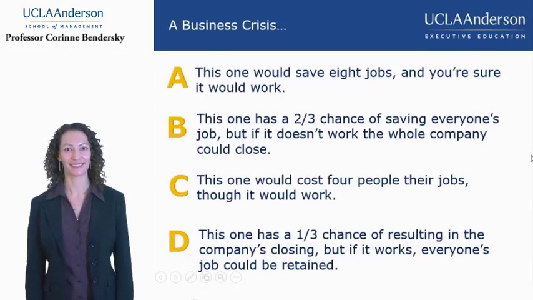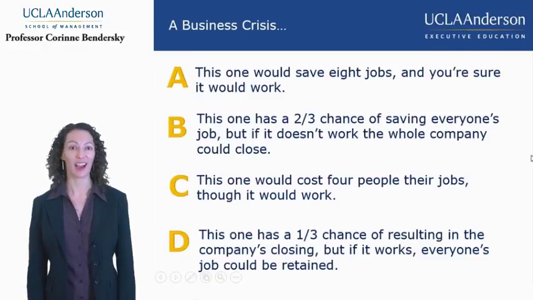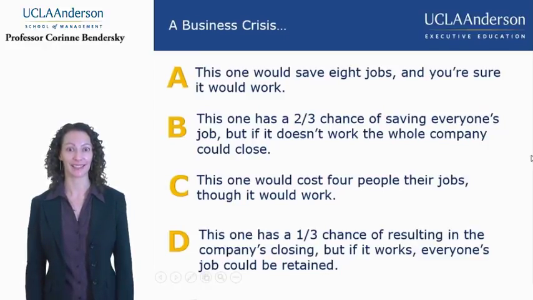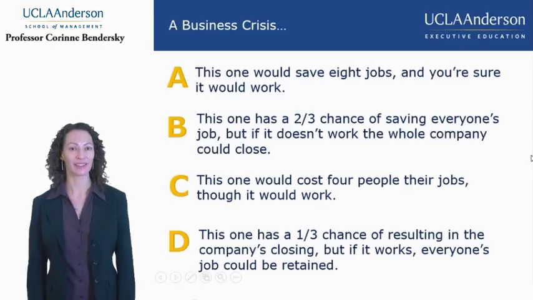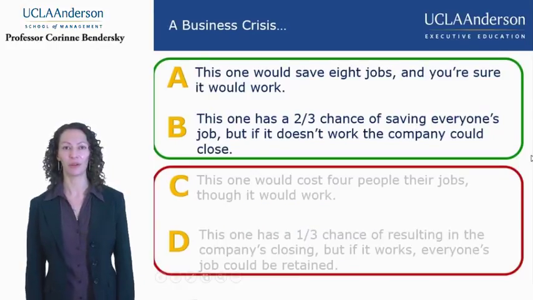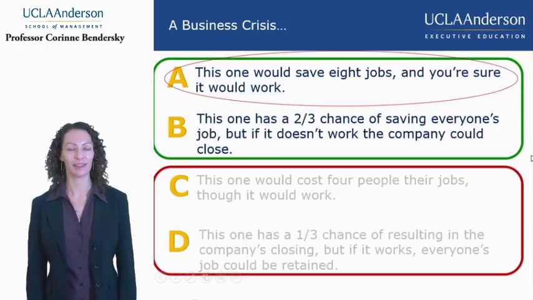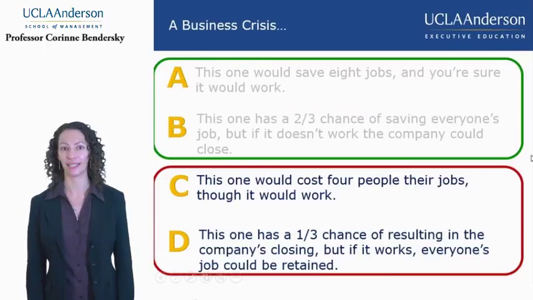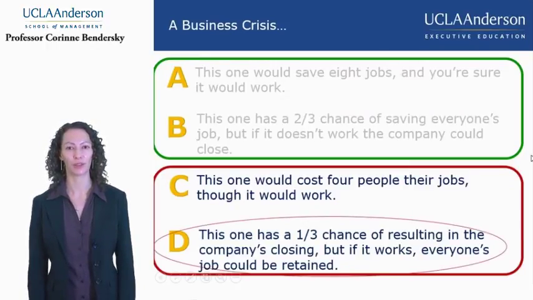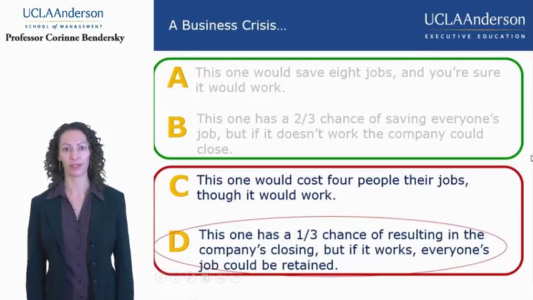What did you notice? If you look carefully, you'll see that the outcomes of each of these options is exactly the same. And yet, psychologists and economists have found that when people choose between 2 of these options, say A and B, they overwhelmingly prefer this first one, in which 8 jobs would be saved. However, if they choose between options C and D, they would overwhelmingly choose this last one, where there's a third of a chance resulting in the company's closing, but if it works, everyone's job could be retained.